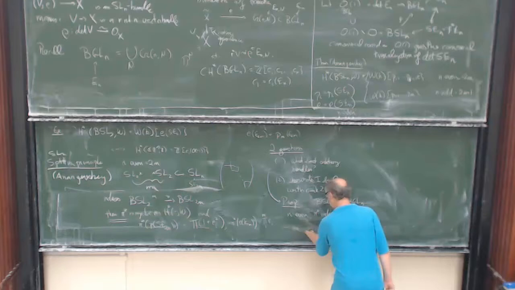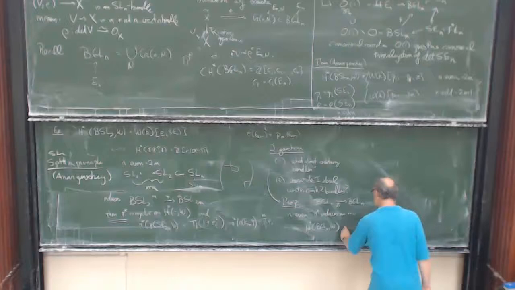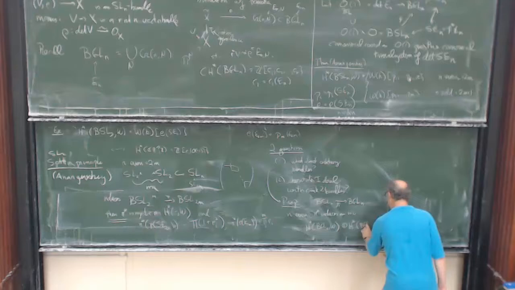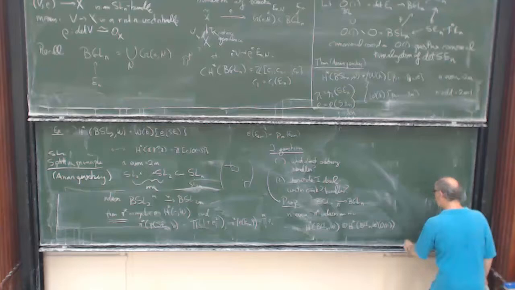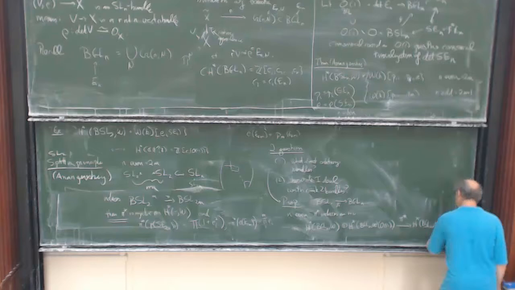Here I still have this determinant. So I have two kinds of Witt cohomology on BGL_n. I have the W cohomology and I have the twisted W cohomology. And the point is I can take pi star of both of them and it gives me the cohomology of BSL_n. And how to identify the two?